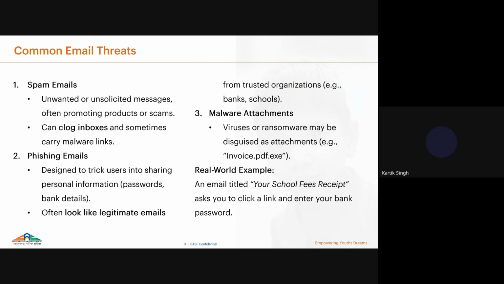Now, third one is the malware attachments. Viruses or ransomware may be disguised as an attachment. Example, invoice.pdf.exe. Every attachment in the email has an extension. As you can see over here, it says invoice.pdf.exe, so it has multiple extensions, like one is a PDF and another one is exe. When these extensions are clubbed together, the last one will be interpreted as the main extension. So even though it says invoice.pdf, it will be treated as exe.